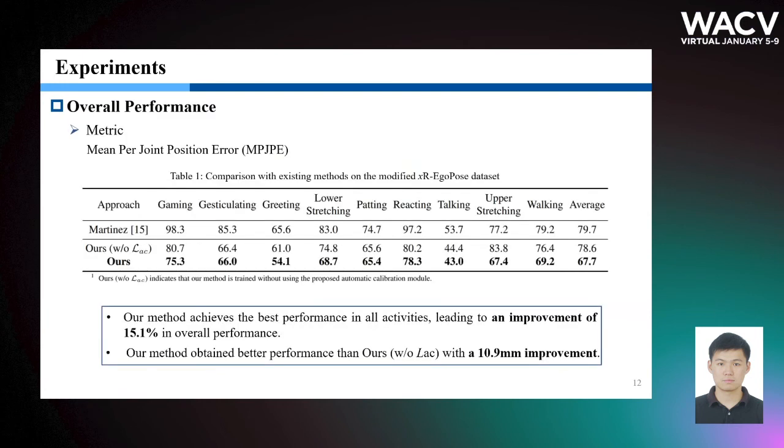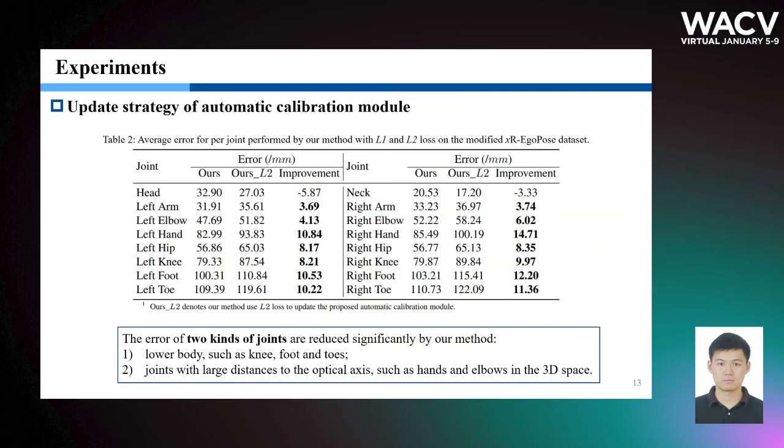Table 1 lists the comparison with existing methods on the modified XR egopose dataset. It can be seen that our method achieves the best performance in all activities and also obtains better performance than our method without using the automatic calibration module. Then we test the update strategy on the modified dataset, as reported in Table 2. We find that the errors of 2 kinds of joints are reduced significantly by our method. The first is the lower body, and the second is joints with large distances to the optical axis.